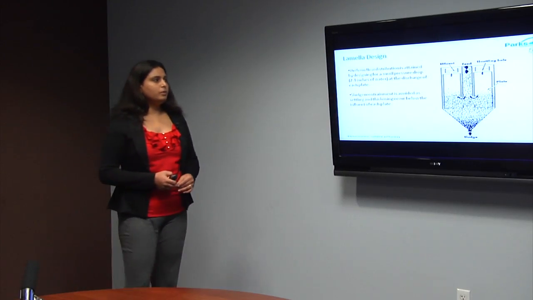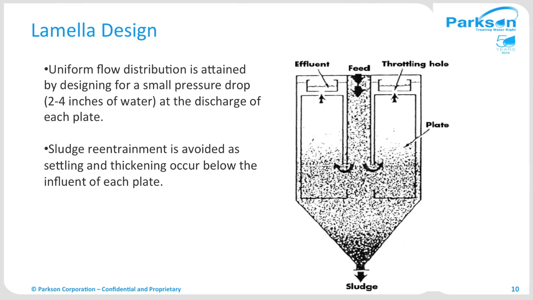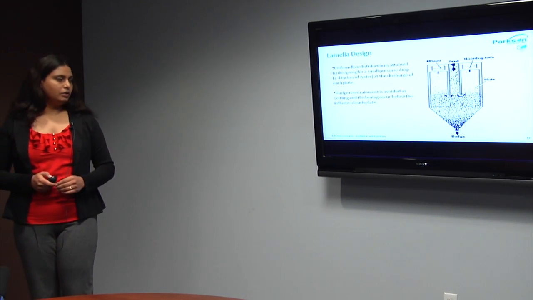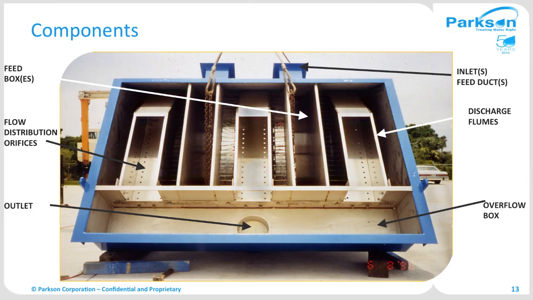We talked about submerged orifice holes. It's also called a throttling hole here. These holes are designed such that you allow 2 to 4 inch pressure drop within the unit so that there will be uniform distribution of the flow. And also sludge re-entrainment is avoided as the settling and thickening, everything occurs below the influent of each plate. These are the components of the Lamella gravity settler.